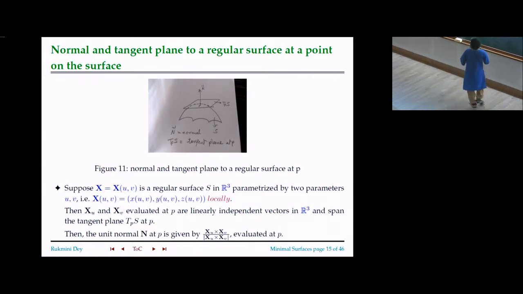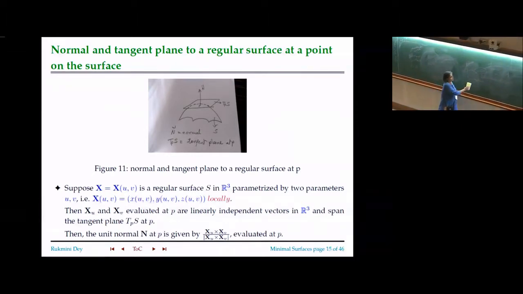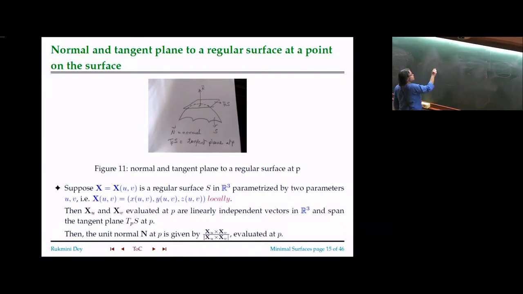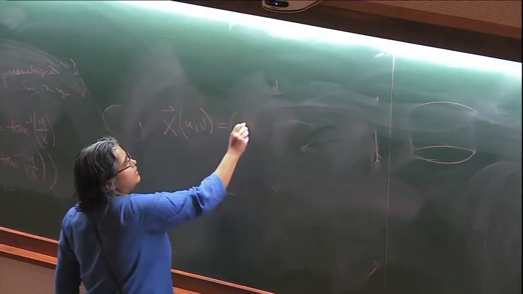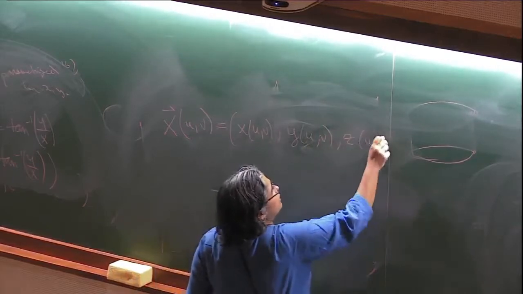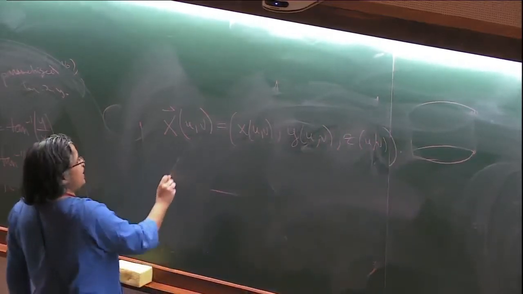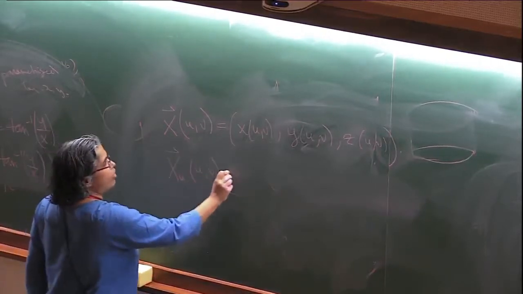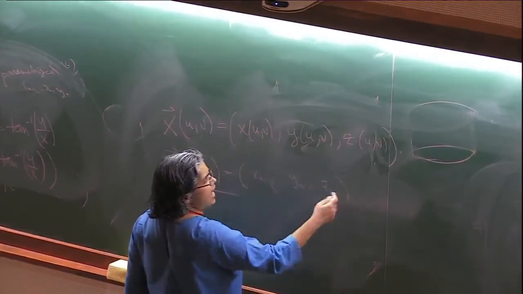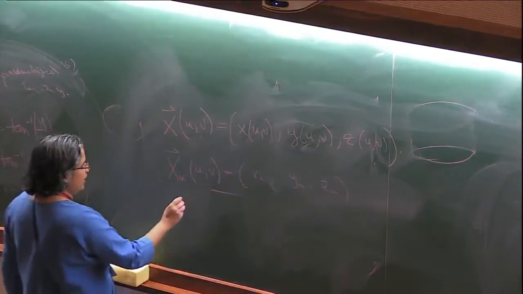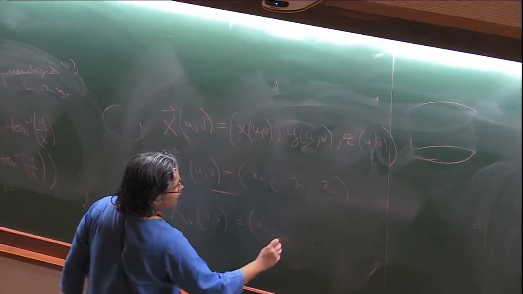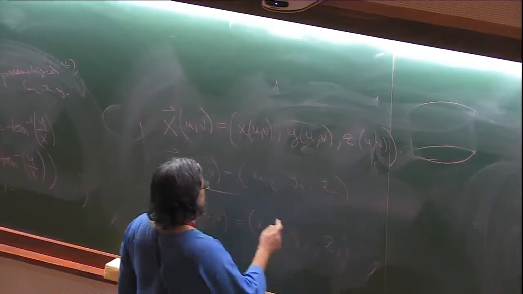Do you know about cross products? Now supposing, this I should explain very well. Please pay attention to this. Supposing your surface is given locally like this: x of uv, y of uv, z of uv. Now you take partial derivative of every coordinate: xu, yu, zu at uv. I'm skipping the uv part. And xv, yv, zv. Now what are these?